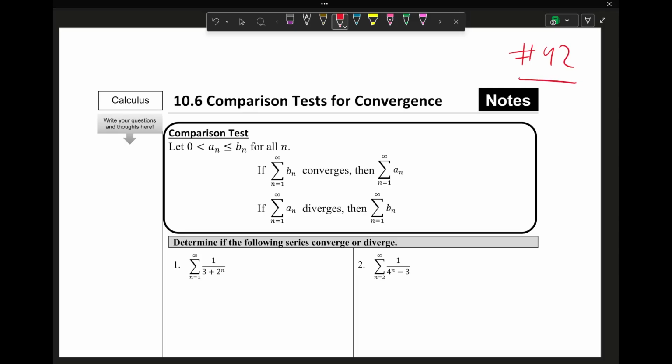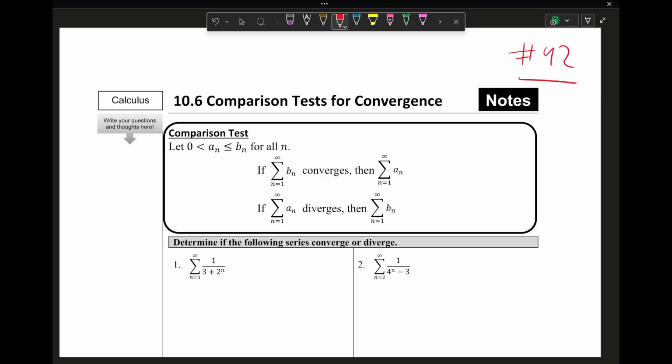So there's really two things we're looking at in here. Two tests we're adding to our list. We've got the nth term test, where you take the limit as n goes to infinity. If it equals 0, you know nothing. If it doesn't equal 0, you know it diverges. We've got the integral test, where you can integrate it. If the integral converges, your infinite series converges. If the integral diverges, your infinite series diverges.